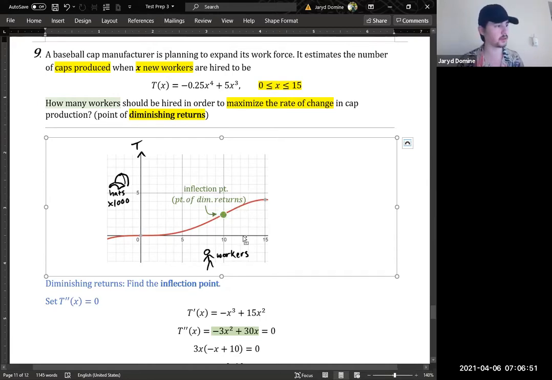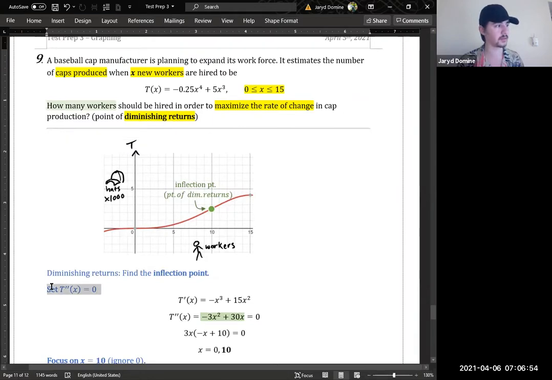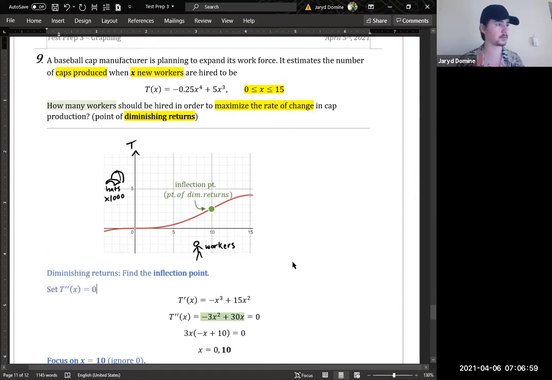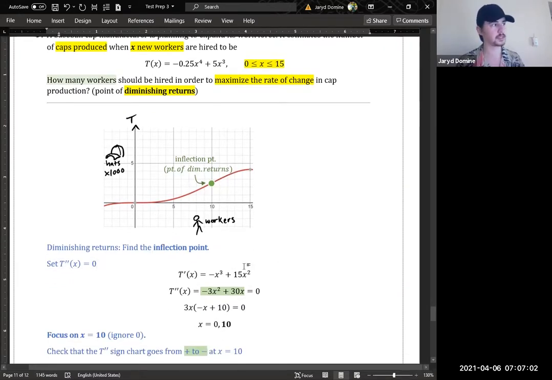So we've done this before. All we have to do to find the inflection point is set the second derivative equal to 0. Step 1 is to get the second derivative. So this is our function. Taking the power rule on this, the 4 comes down, so we get a minus x cubed. The second term gives us a plus 15x squared. That's our first derivative. Then for the second derivative, we do this again. This gives us minus 3x squared. The second term gives us a 30x. That's just power rule.